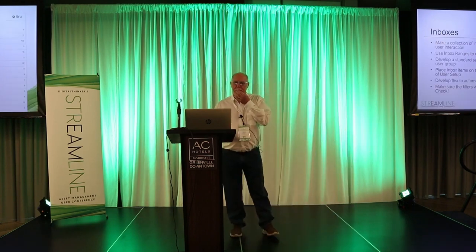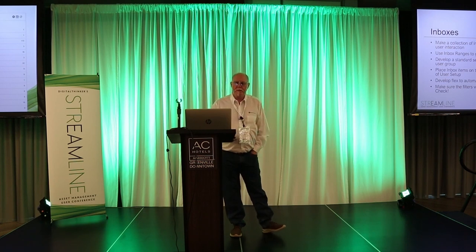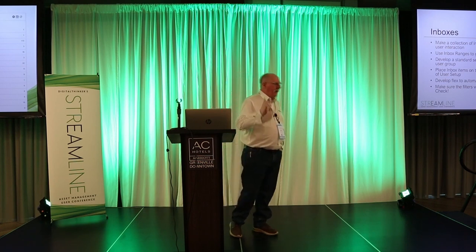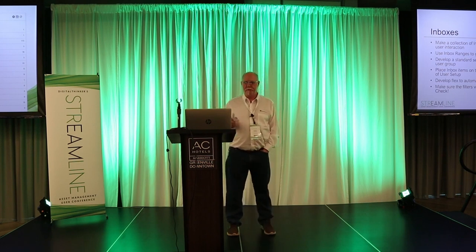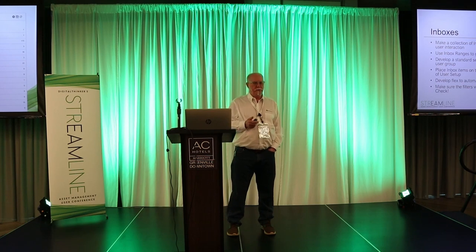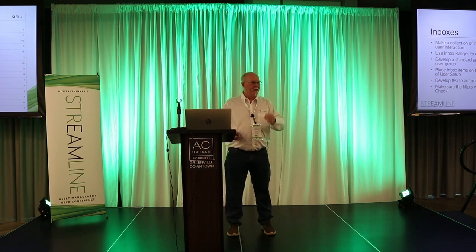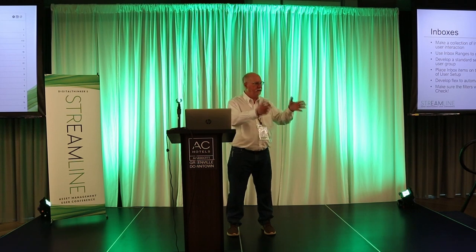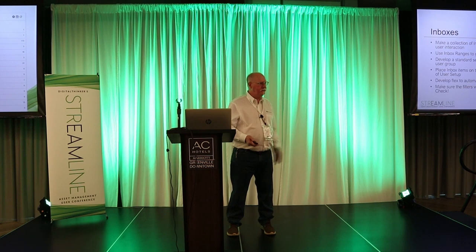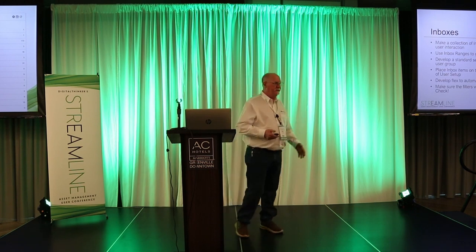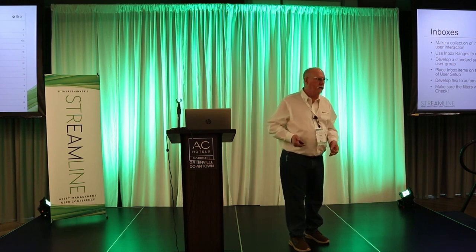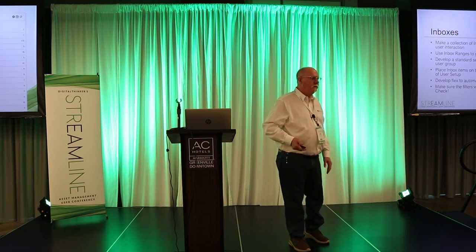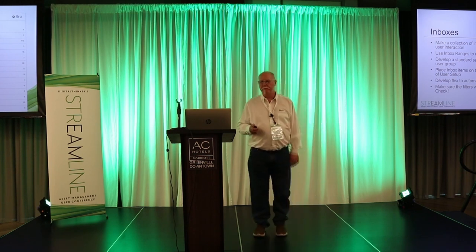Now, inboxes. Make inbox items that drive user interaction. Use inbox ranges to guide their action. When they see red, that means you got to do something right now. Don't poke around. Red is a bad condition. Green is a good condition. This is, believe it or not, rewarding your users for good behavior. All right? When they see their screen is green, they're going to think they're on top of the world.